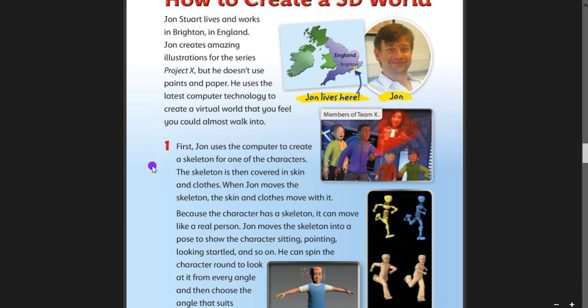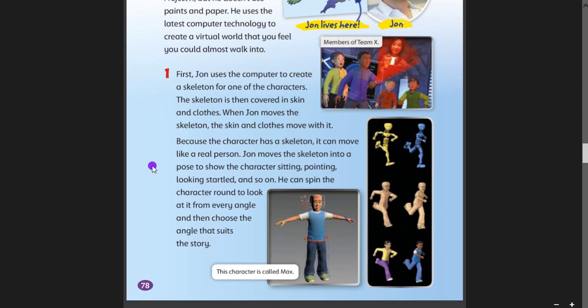Good. Then let's see how does he do it. Let's do this again. What does he do first? Let's check the picture. First he creates the skeleton. Great job. And then he covers the skeleton with skin and clothes. Good. And then he moves the skeleton and the skin and clothes are moving with it. So he has a program that can make this drawing, the skeleton that he dressed in clothes, he can move it around. And it looks as if it's moving like real person.